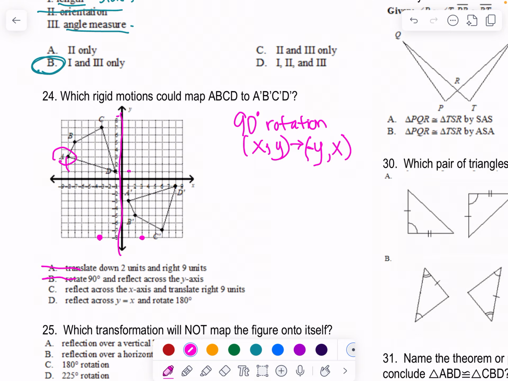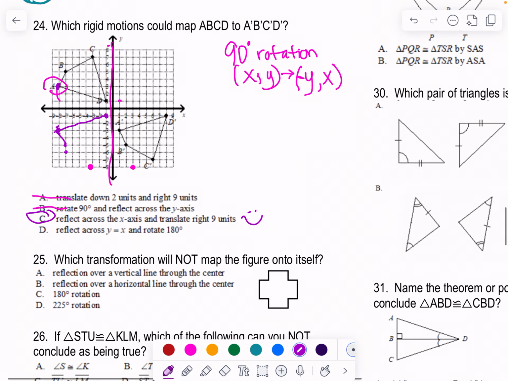Reflect across the x-axis. Let's see, the x-axis is right here. Boom, so it'd be down there. And then translate right. If all the points would be about right there, and then if I just moved right 9 units, this is looking good. Yep, I'm going to go with that one. So it reflected like that, and then it would be like right there, right? And then it would move over. So that looks good.